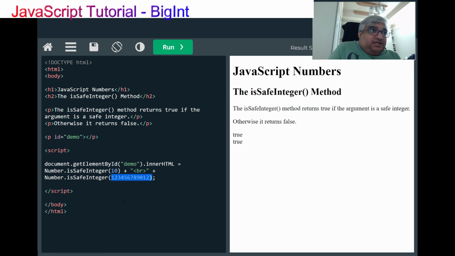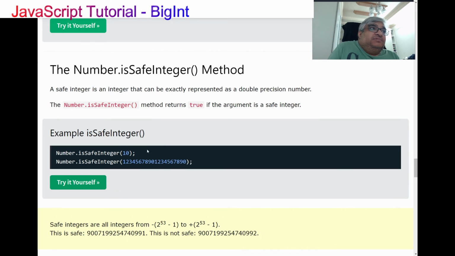So you have learned another concept here. We have in Number the method called isSafeInteger to make sure that the number is safe. Safe integers are all integers within this range, 2 power 53 minus 1, and this is safe. This is not safe because this is the positive upper limit, and when we go from 91 to 92 at the end, this goes out of the range, right? And this is not safe.